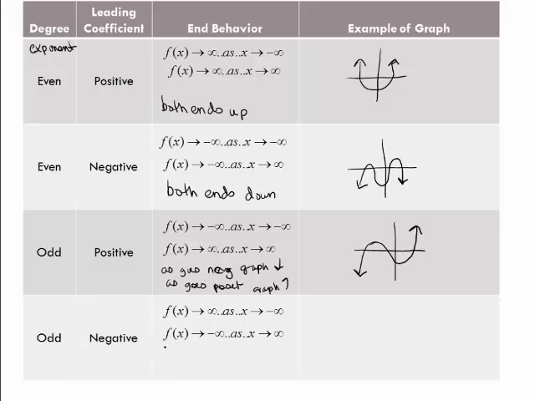So as x goes negative, the graph goes up. And as x goes positive, the graph goes down. So basically, we get the opposite effect.